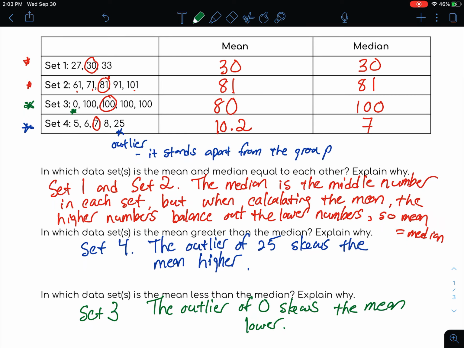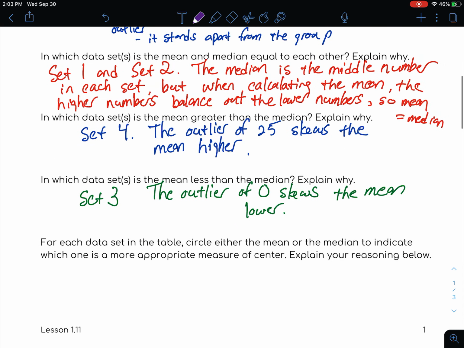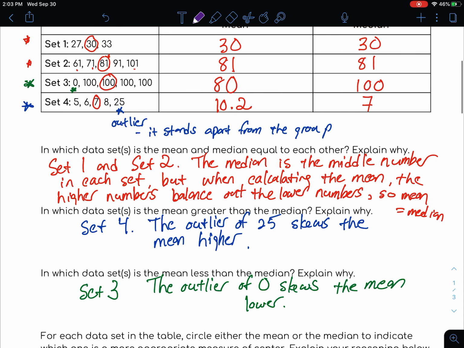Explain your reasoning. All right, so in the first two sets, switch colors again. In the first two sets, the mean is equal to the median.